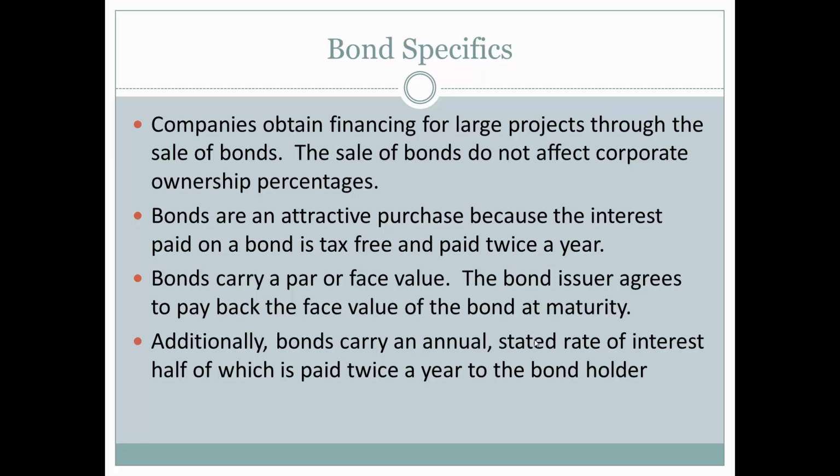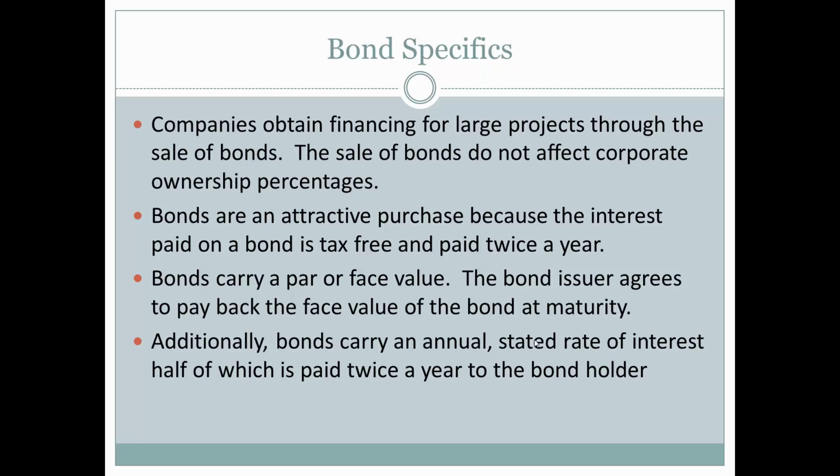So in other words, if you own 51% of a corporation and you are the majority stockholder, if you sell a bond in order to finance a project, it won't affect your ability to be in the catbird seat or to have the largest ownership percentage and thus be able to navigate the company as you see fit.